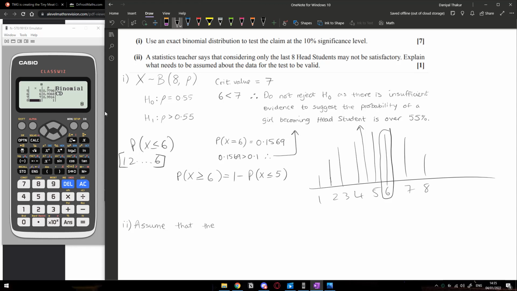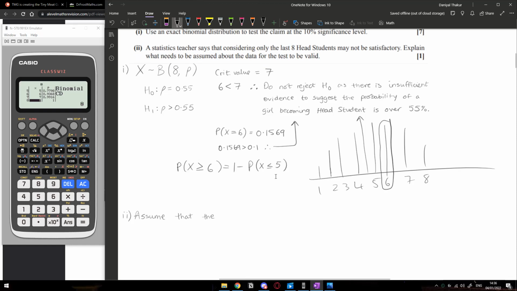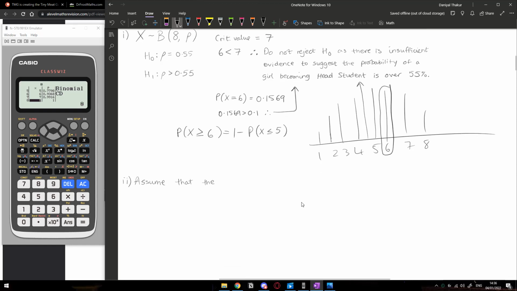Why do we go up? So that's confusing. Why do we go up? Is it because it's greater than? Say the whole of part 2. Yeah. So because it's greater than, we go up.